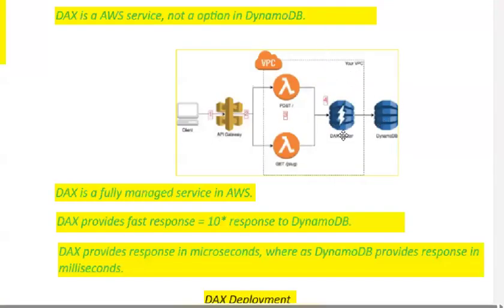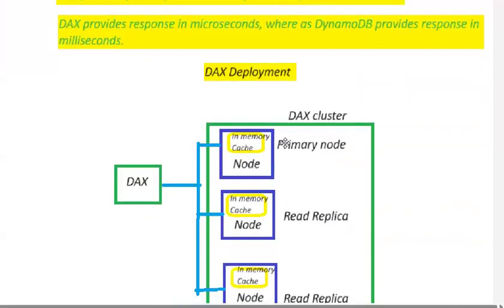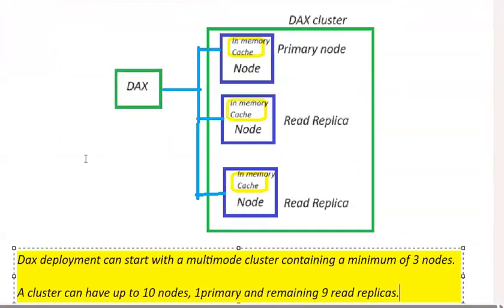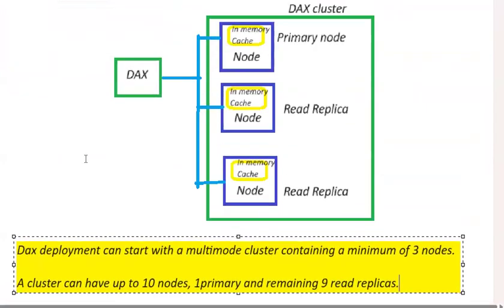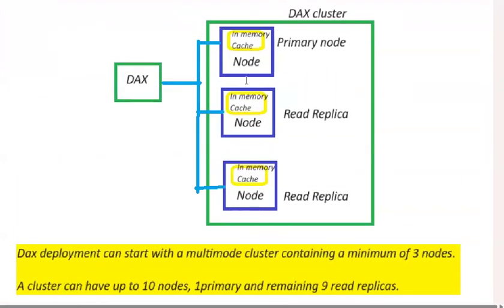So can we say the DAX cluster is a separate entity and DynamoDB is a separate entity? Yes. In this architecture, you can see the DAX cluster is a separate entity and DynamoDB is a separate entity. So can we say there is an architecture behind it? Yeah. For this, where to deploy these nodes, that we need to specify, right? Yes, we need to specify where to deploy our nodes. So how to specify, sir?